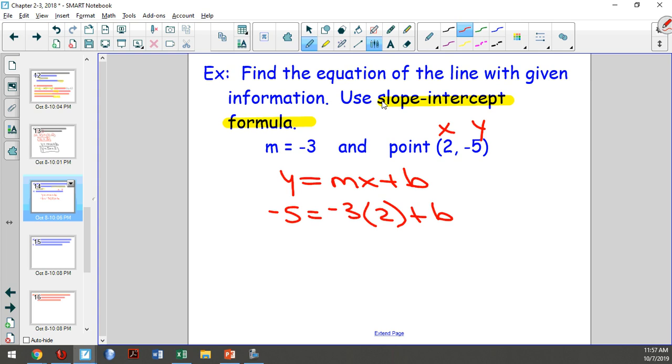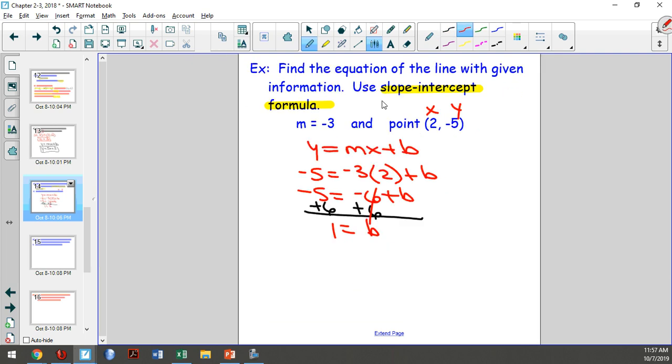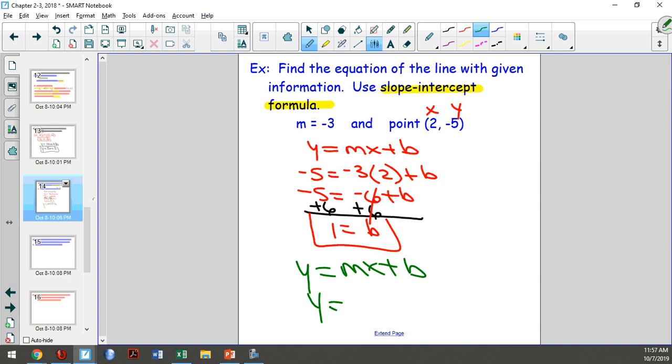So how do I solve this thing for b? What do I do? -3 times 2 is going to be -6. Now what? How do I solve for b? Add 6 over. And I get 1 is equal to b. So what is my equation? Y equals mx plus b. And I simply plug in what I know. M is -3 and x is 1.